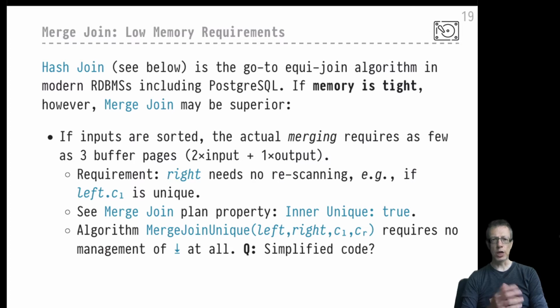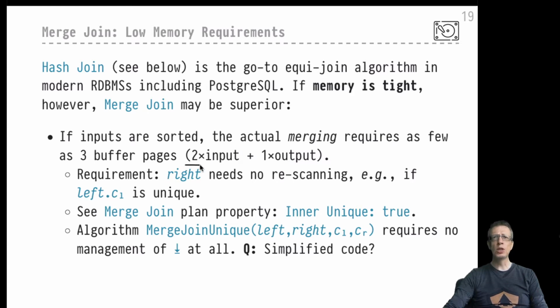But, well, hash tables need memory, and if working memory is really tight, then merge join might be an interesting option to pursue. Because if you look at the behavior of merge join, if the inputs are already sorted according to whatever circumstances because of index scans or some interesting orders that have been generated in the subplans, well, then the actual merging that is being performed by merge join only needs 3 buffer pages. So we would be content with 3 buffer pages.